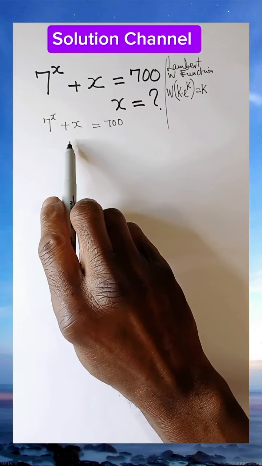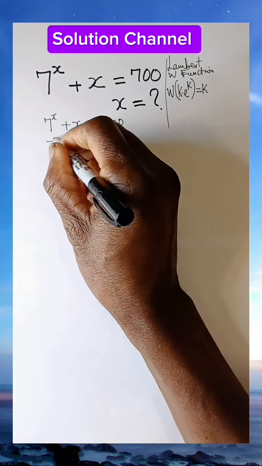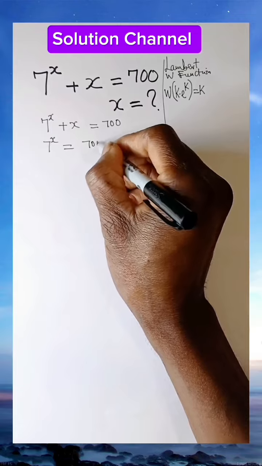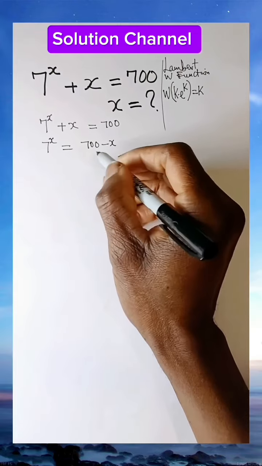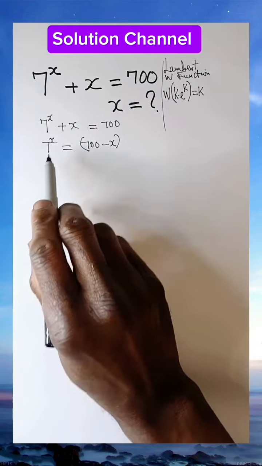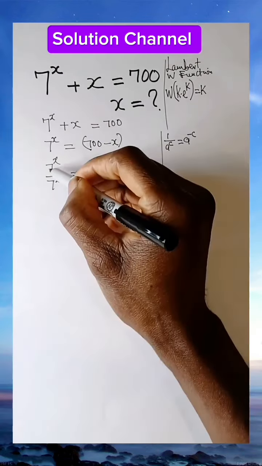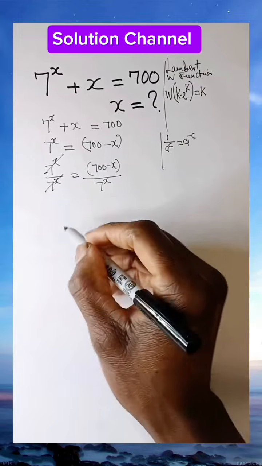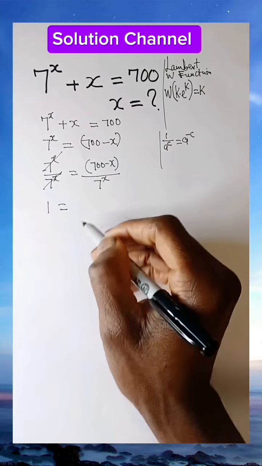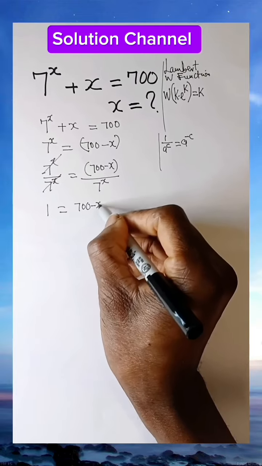Now, the first thing I'm going to do is to move x to the right-hand side. We are going to have 7 raised to the power of x is equal to 700 minus x. I'm going to group these two terms together. The next thing we're going to do is to divide both sides of the equation by 7 raised to the power of x. 7 raised to the power of x will cancel. We are going to have 1 on the left-hand side, which is equal to 700 minus x.